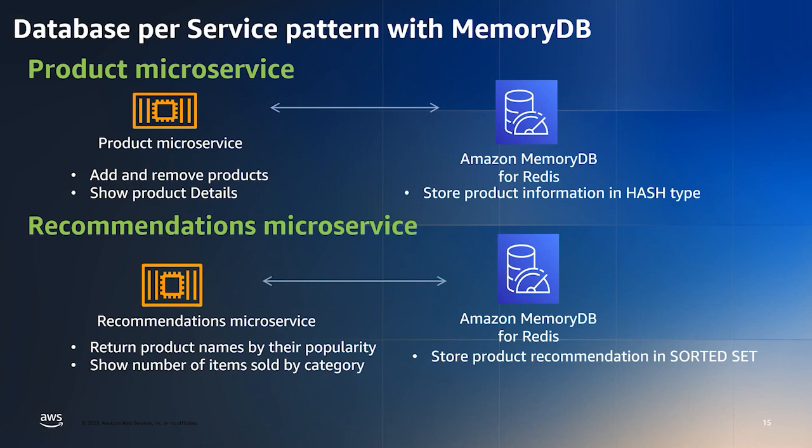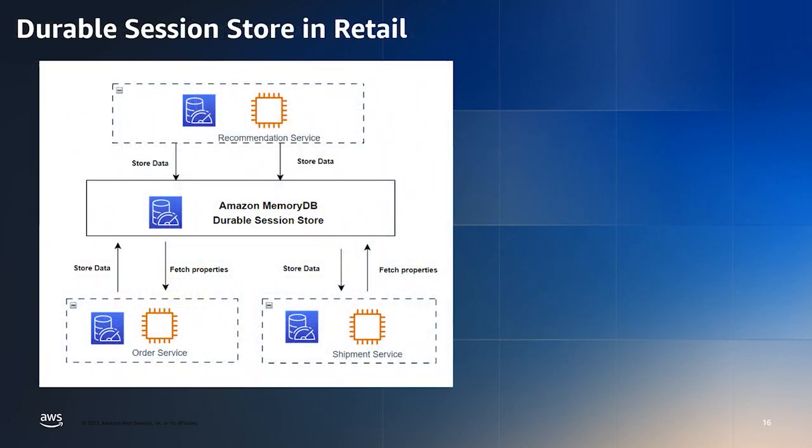MemoryDB can back a wide range of microservices, each with their own data structure. You can use the hash Redis data structure in the product service and a sorted set in the recommendations microservice. Implementing the data layer using MemoryDB provides the speed that is needed and also the agility and flexibility needed by microservices. The next pattern here is the durable session store, or shared state pattern, for the retail application in this case. This can contain user profile, session data, shopping cart data, etc., that cannot be lost, need durable storage, and need to be shared across many microservices. MemoryDB can support this pattern due to its full durability and extreme performance characteristics.